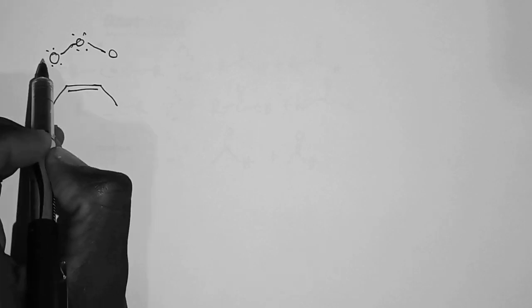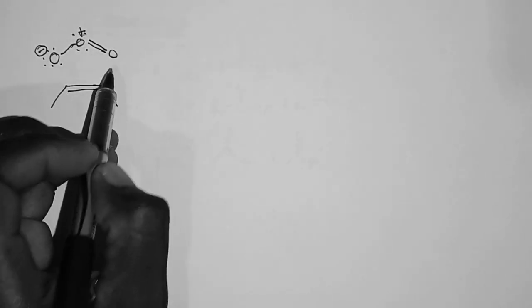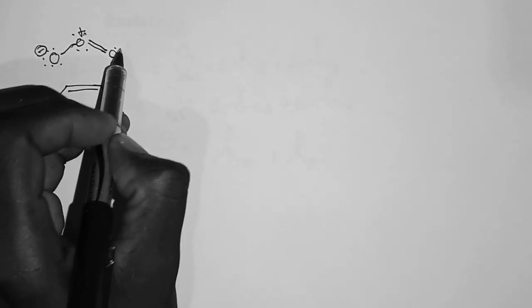So our starting material is 2-butene. Now, the structure of ozone is in this form. This oxygen has 2 lone pairs, and then this one has 6 lone pairs. So it has a negative formal charge. And then this one has a positive formal charge. And then this one has 2 lone pairs.